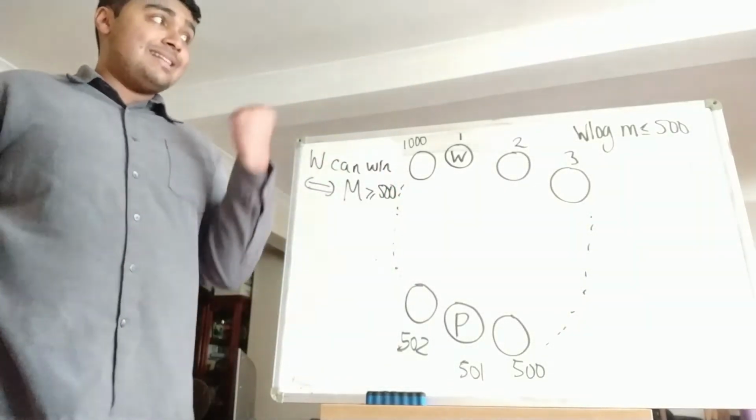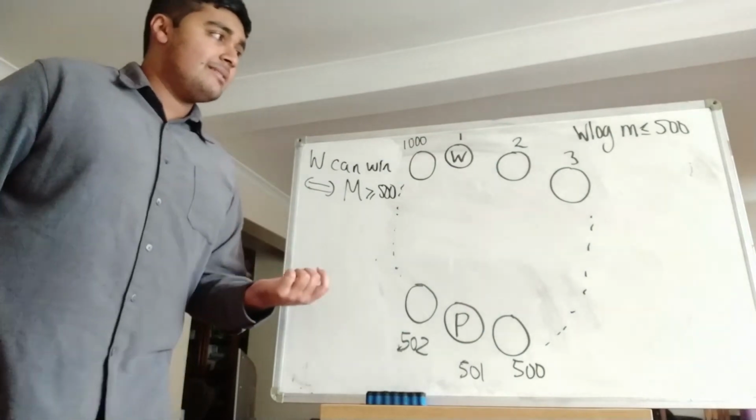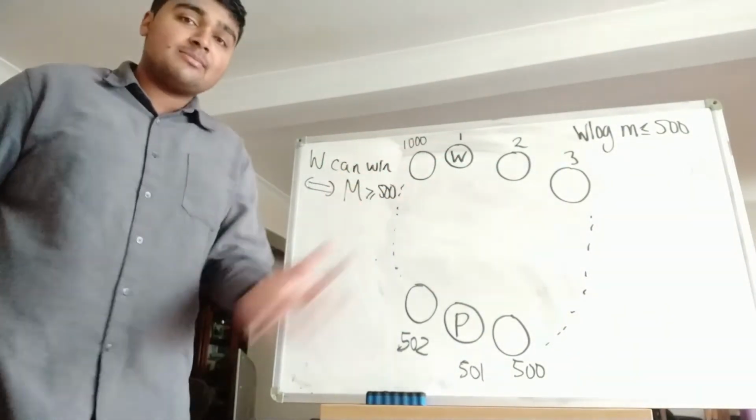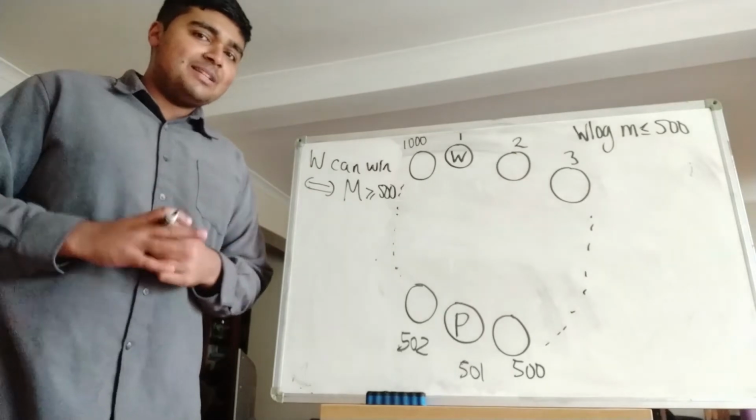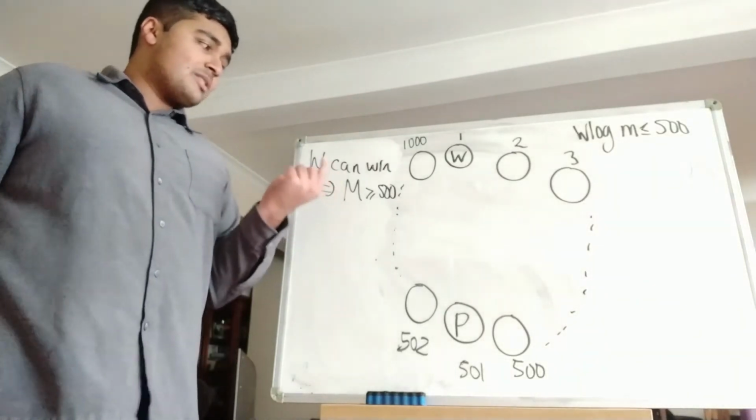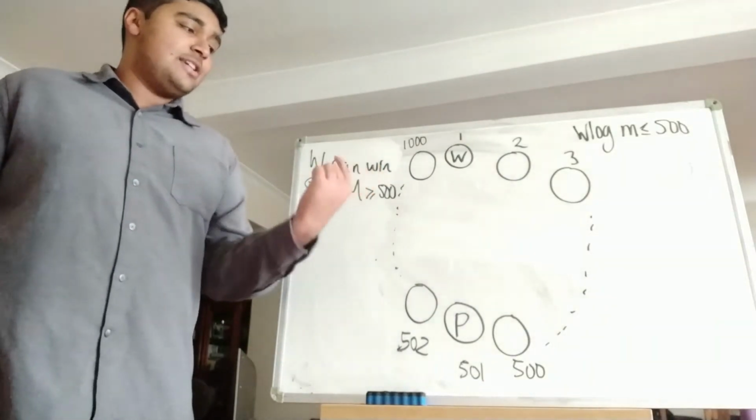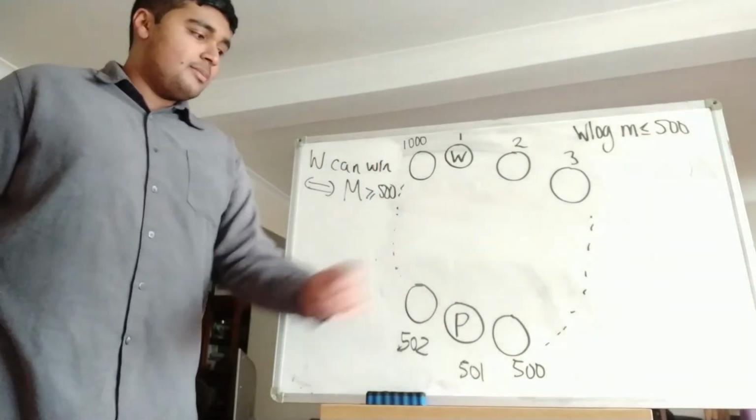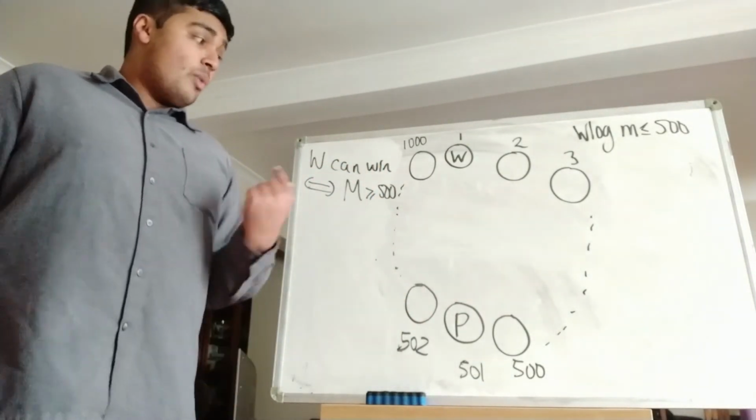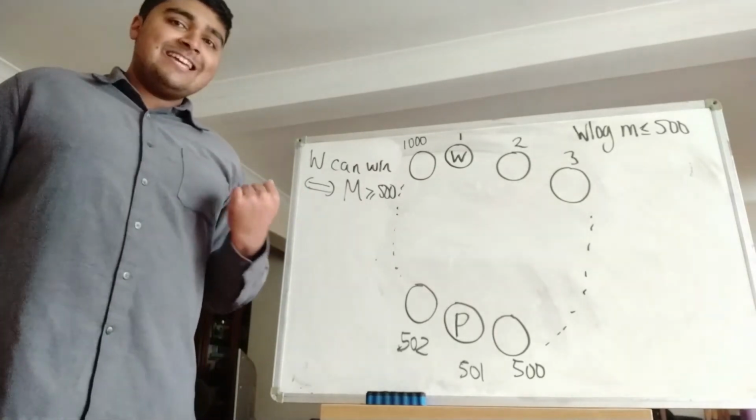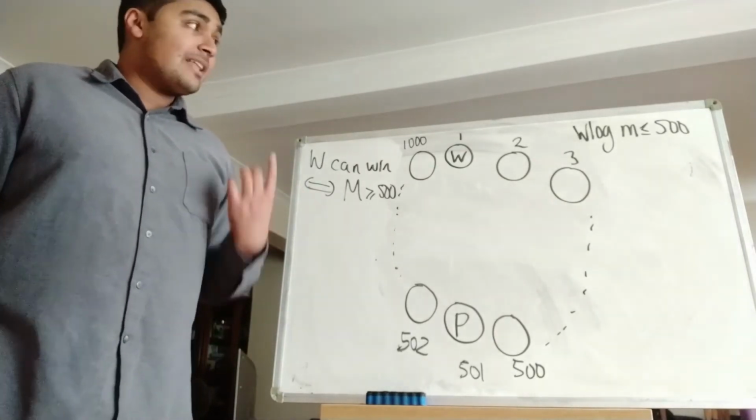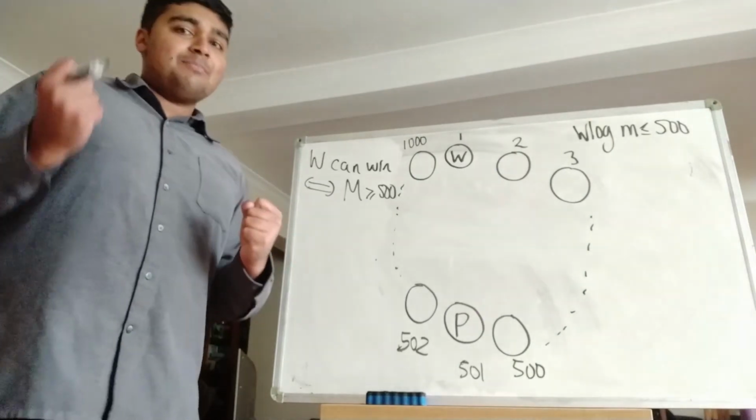Because if capital M is less than 500, then Wenjie can't win on their first move, and by our first observation, that means that Wenjie can't win. But of course, if capital M is at least 500, then Wenjie can just move on their first move to Paul's square and win. So Wenjie can win if and only if capital M is at least 500. So that's one of the cases of the little m, big M pairs.